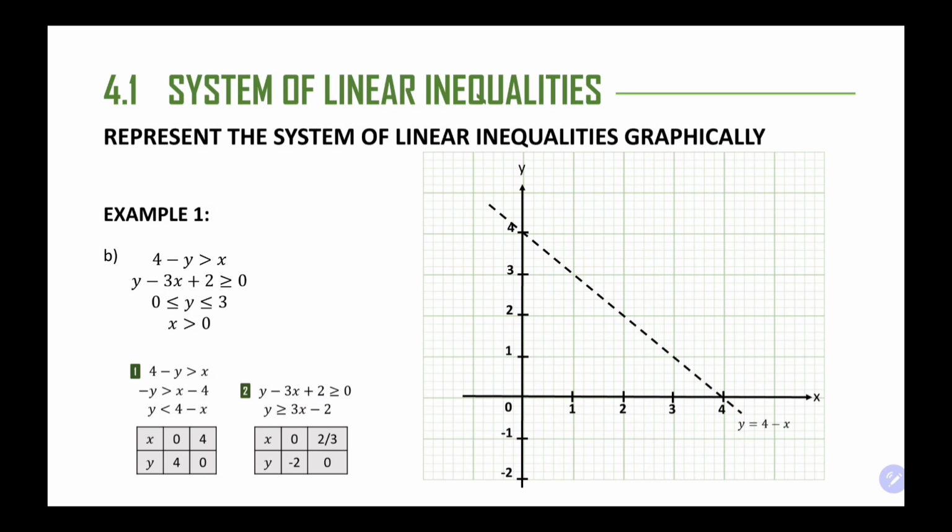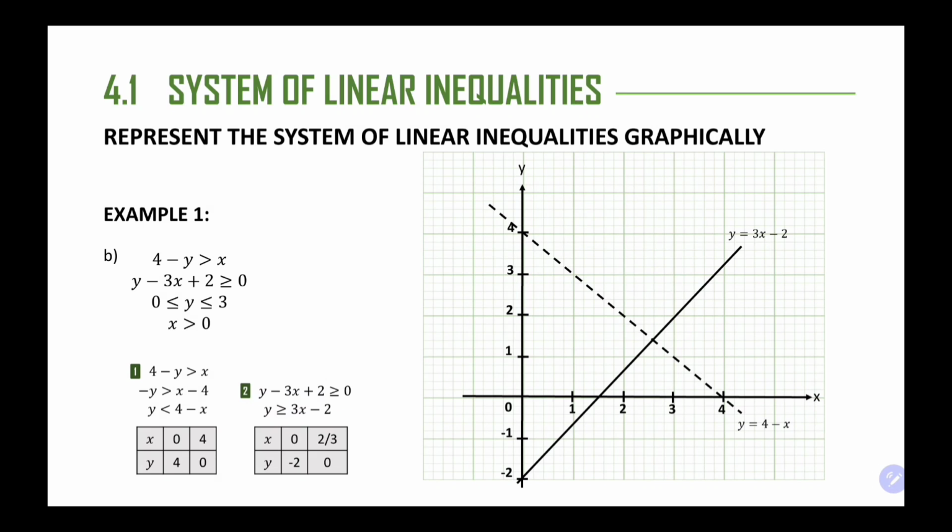Okay, next equation. We have intercepts 2 over 3 and negative 2. So we plot negative 2 for y and 2 over 3 for x. Then we use a solid line, since it is y greater than or equal, so we have the equal sign. So we use a solid line. Then we label the line y equals 3x minus 2.